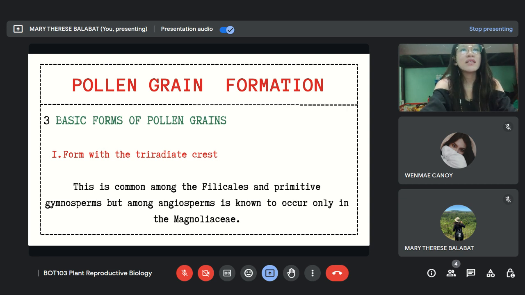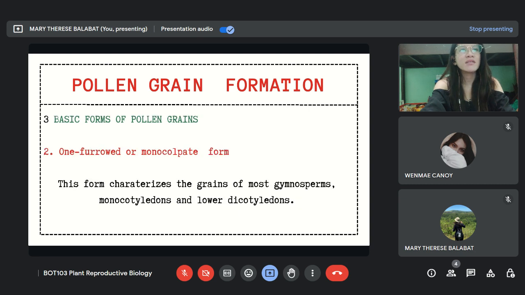The second one is the one-furrowed or monocolpate form. This form characterizes the grains of most gymnosperms, monocotyledons, and lower dicotyledons. It may be elongate or rounded, but is always provided with a single germinal furrow, which forms on the side of the grain remote from the contact in the tetrad. This furrow serves as a place of emergence for the pollen tube at the time of germination.